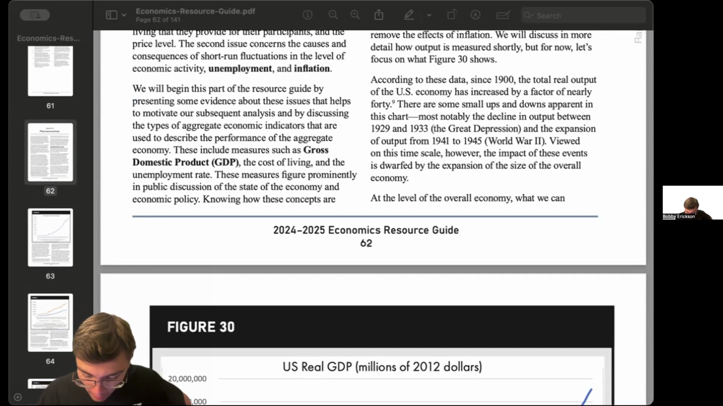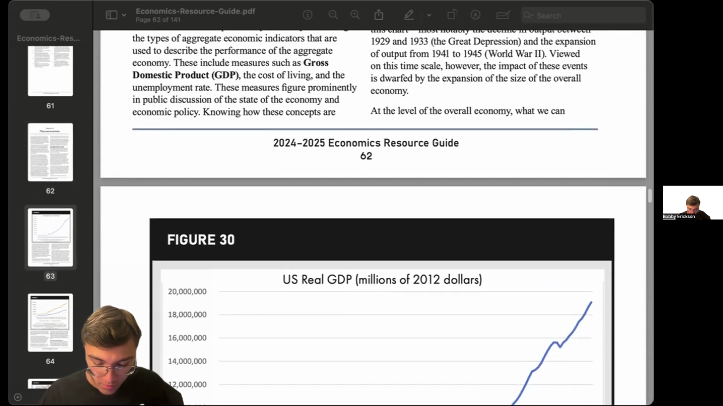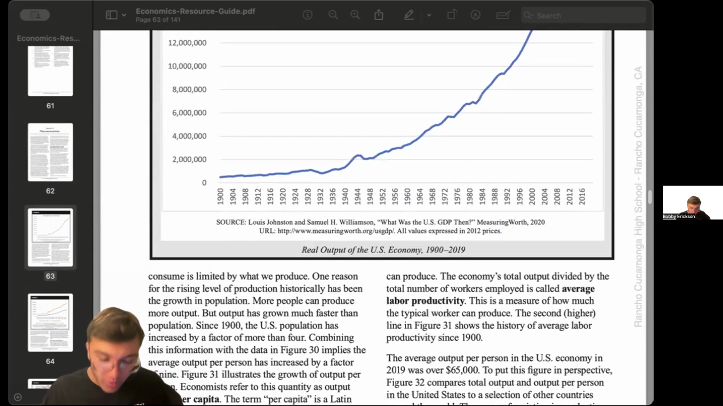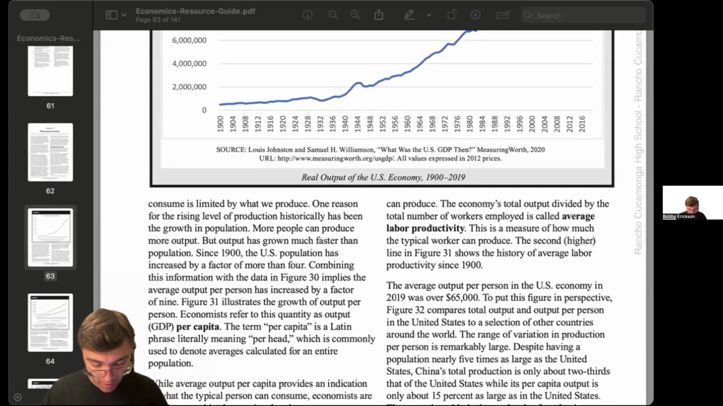Now, if we look on a bigger scale, this doesn't show much of a growth at all. However, we must understand that what we consume is limited by what we produce. So, one big idea of why we want to raise the level of production in the first place? Well, it's usually because of the growth of population. More people can produce more output, and so we produce more. But output overall has grown a lot faster than population. So how are we outputting so much?